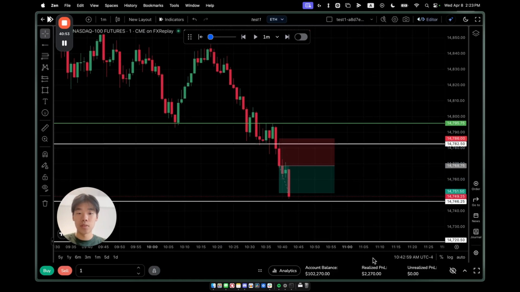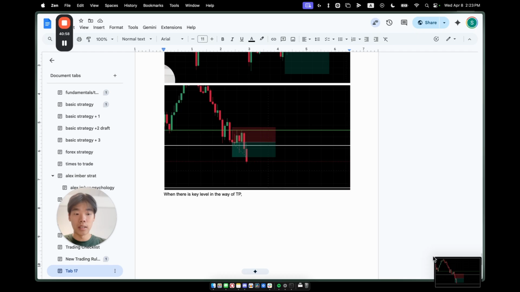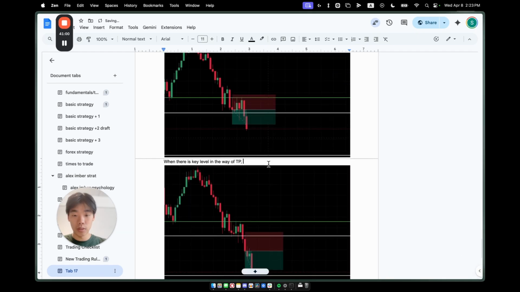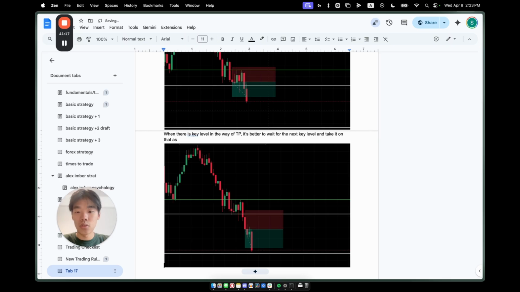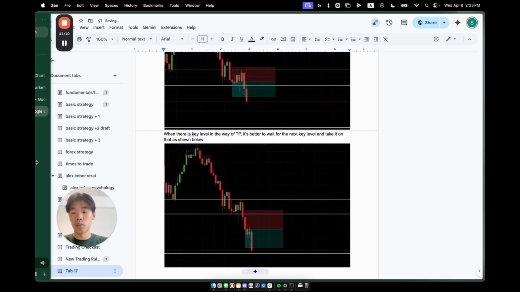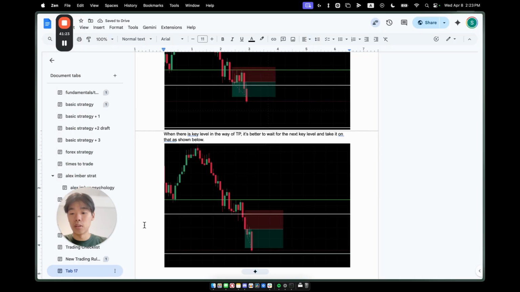Okay, so let's screenshot this. I like what I'm learning, and I like what I'm seeing. When there's a key level in the way of TP, it's better to wait for the next key level, and take it on that, as shown below. Okay, I like this. I'm gonna write it in my notes here.